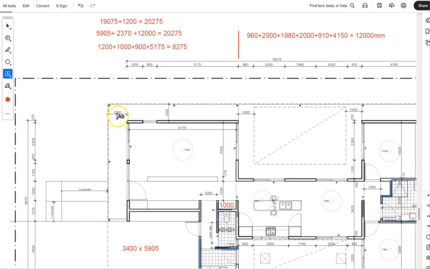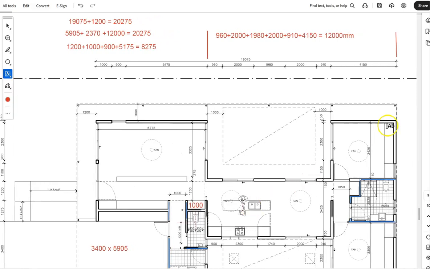Okay, so what I do have over here is an overall dimension that gives me from that corner of the slab up until that corner of the house. And then if I want to go to the corner of the slab, I've got that additional dimension there. So we've got this measurement here, 19,075 plus 1,200 gives us the total distance of the slab from one end to the other. So that is there.